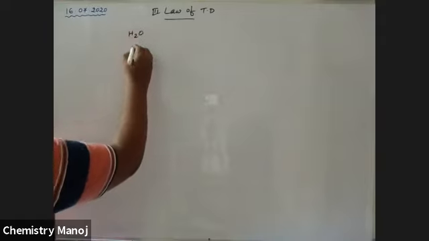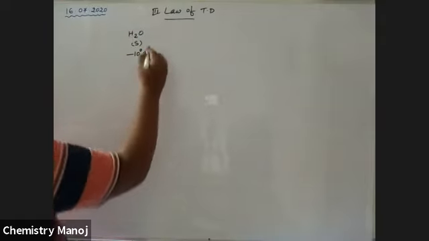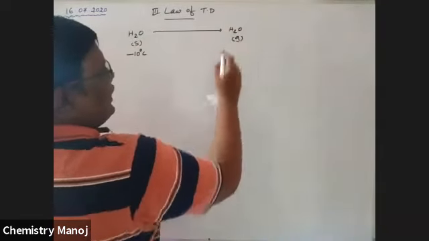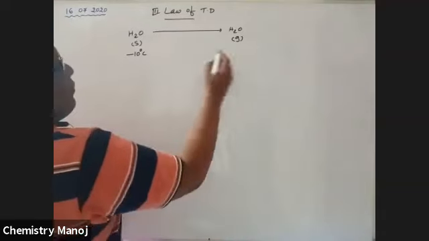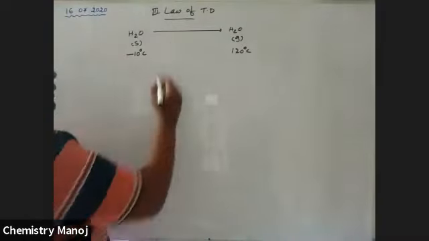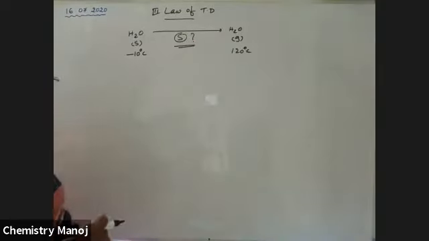See boys, H2O in solid state at minus 10 degrees centigrade is changed to the same H2O in gaseous state at 120 degrees centigrade. Now I am going to calculate the change in entropy during this process.